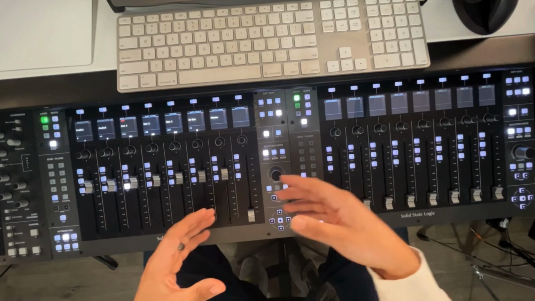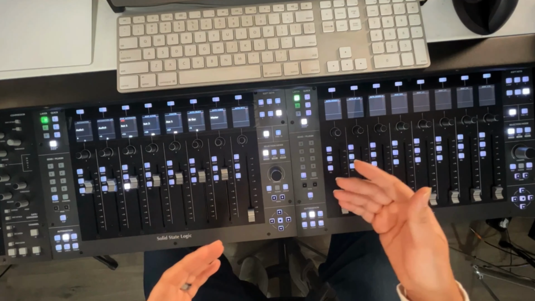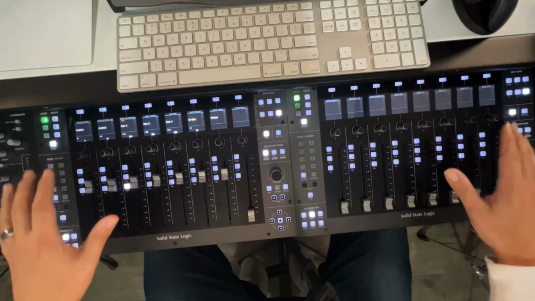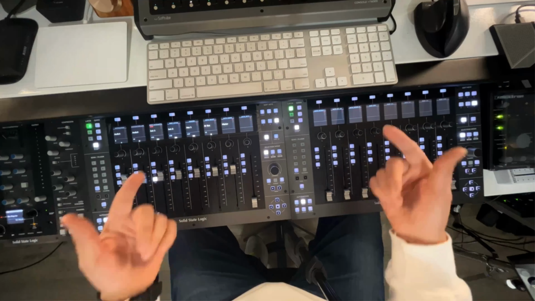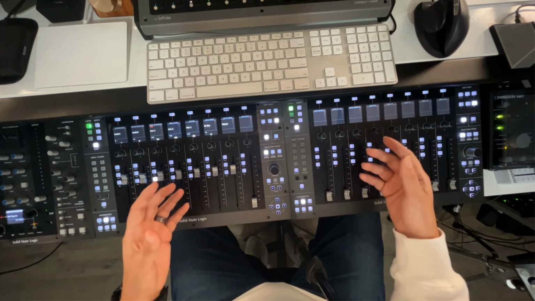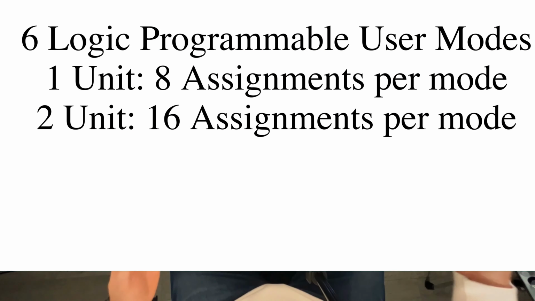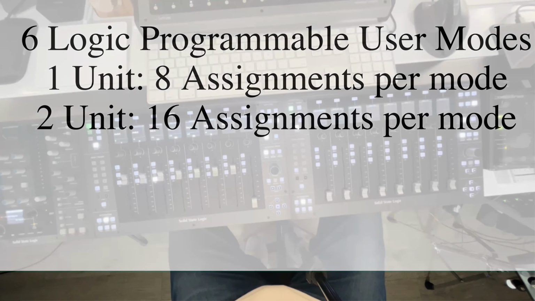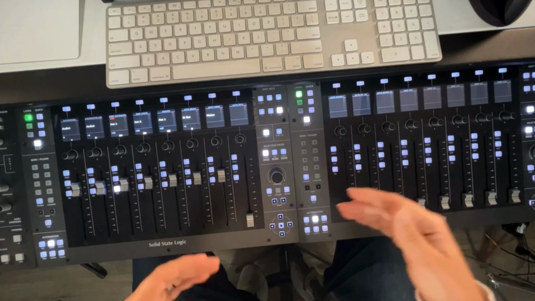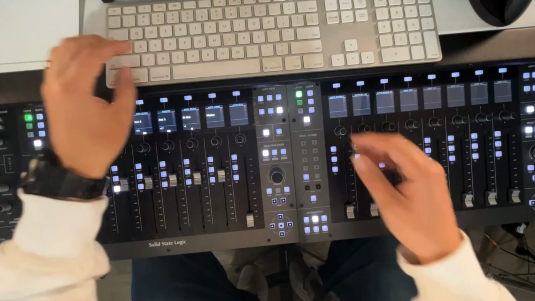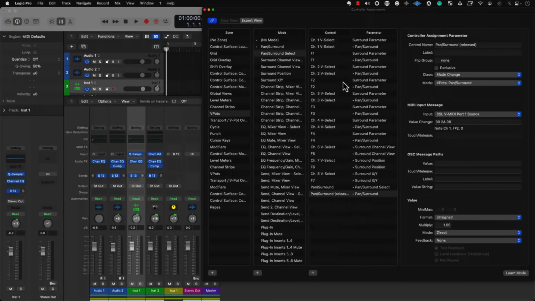Now, we're supposed to have what's called Logic programmable user modes. I don't find they work very well, but that would definitely bring up the selection considerably. For example, if you have one unit, you can have 8 different assignments per mode. So that would give you 48 different assignments. And if you have two units, you can have 16 different assignments per mode, and that'll give you 96 assignments. So it's really mind-bending, but again, I tried using Logic programmable modes, but they don't seem to work very well. They don't seem to stick within what we call the controller assignment window here.